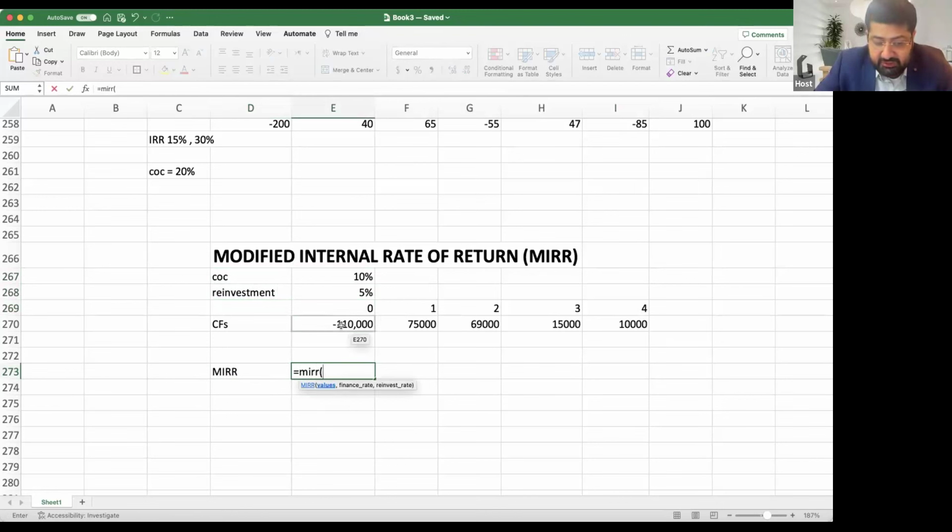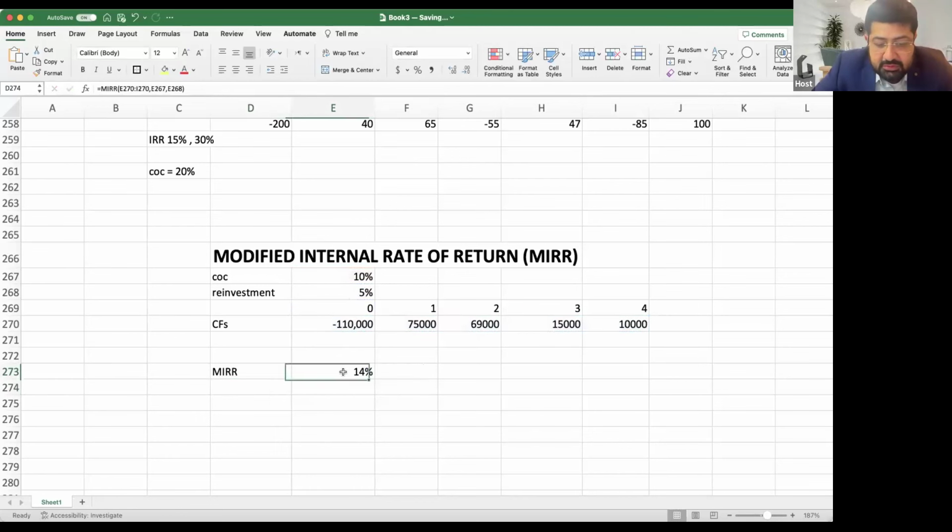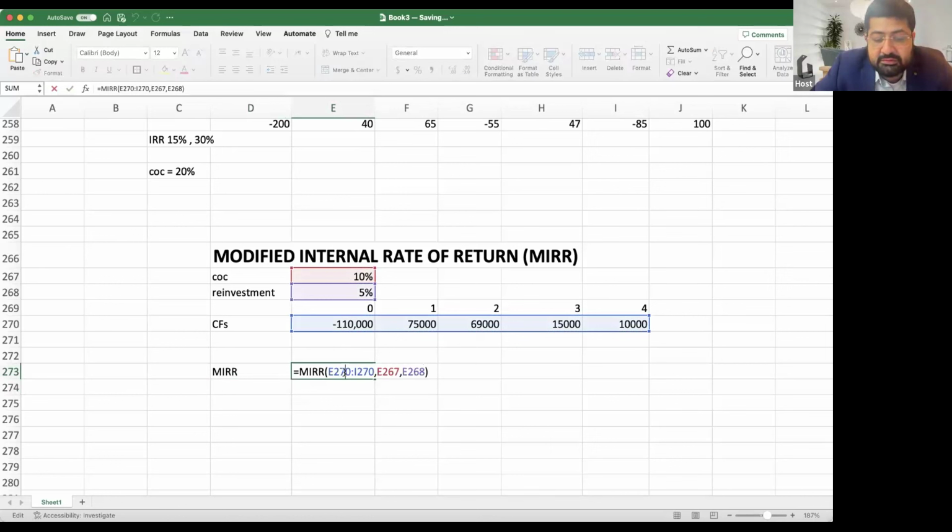So MIRR is equal to MIRR. First of all, we have to select the cash flows. You need to memorize this formula: all cash flows, comma, finance rate, which is the discount rate, comma, reinvestment rate, close. We selected all these cash flows, the discount rate and the reinvestment rate.